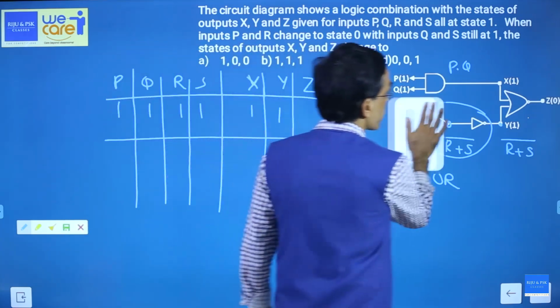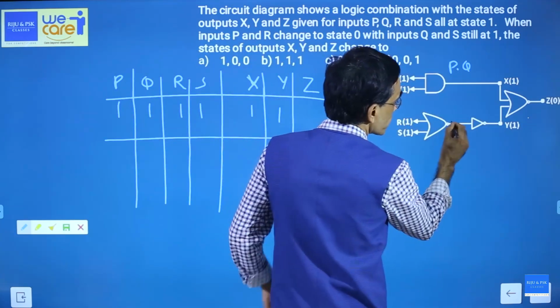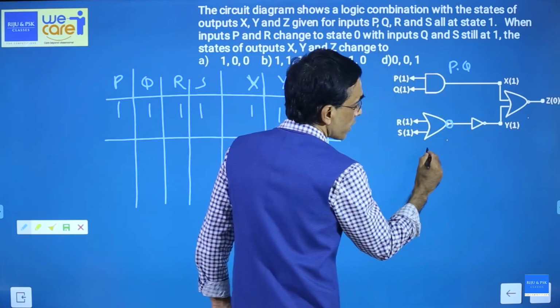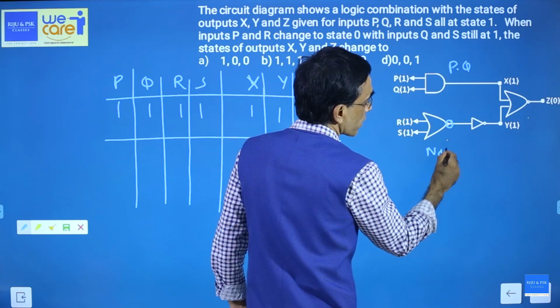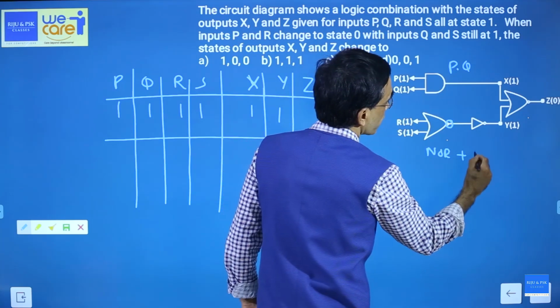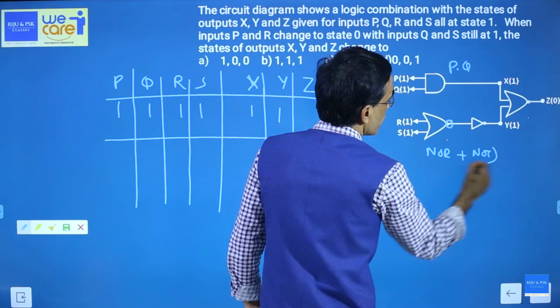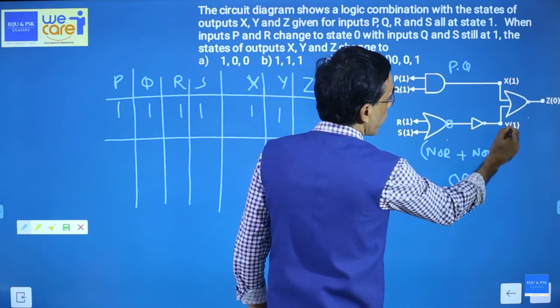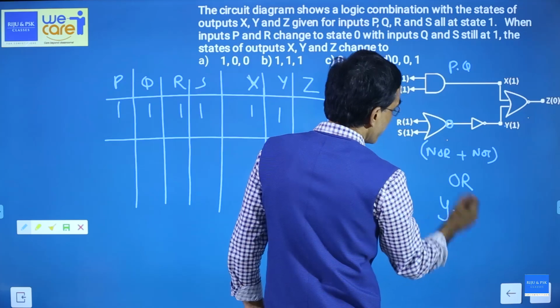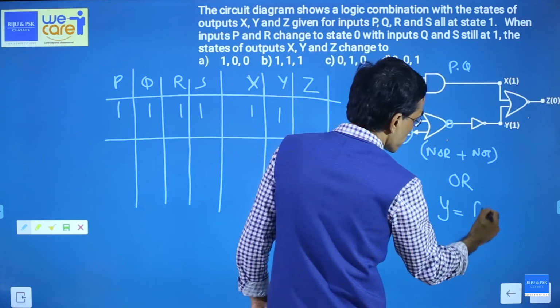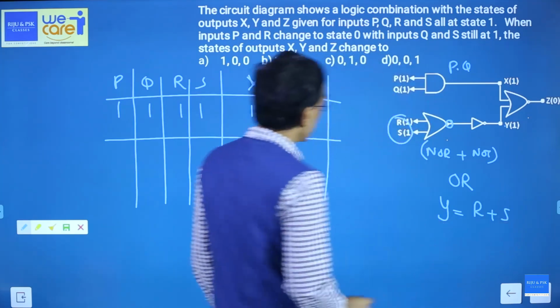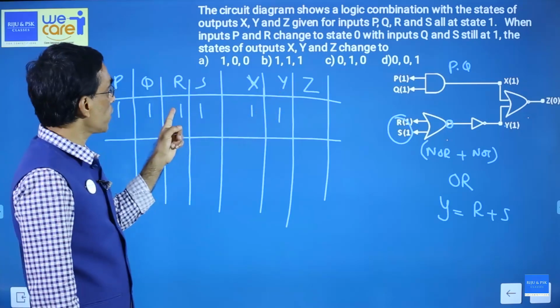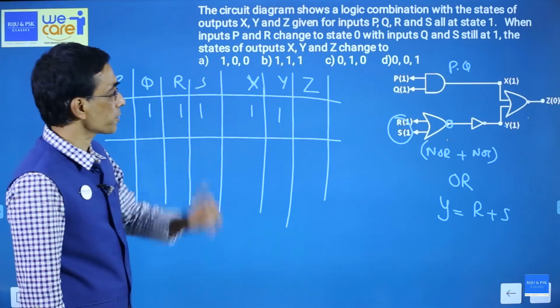Okay, I'll explain that again. There is a small circle here, so this is a NOR gate plus another NOT gate. So NOR followed by NOT gate becomes an OR gate. So output Y is OR of R and S, R plus S. That's what I did. Y is OR, 1 and 1, you will get 1.